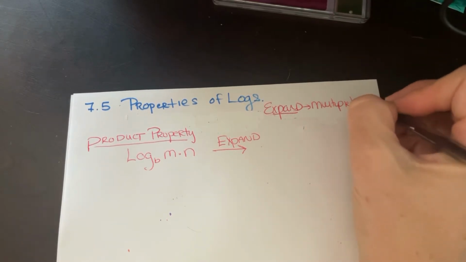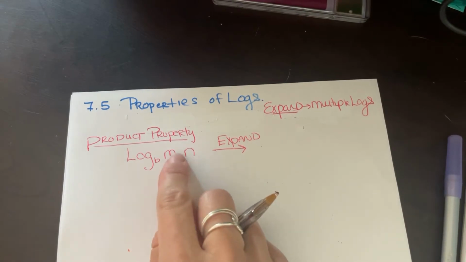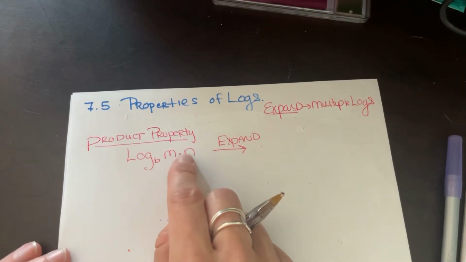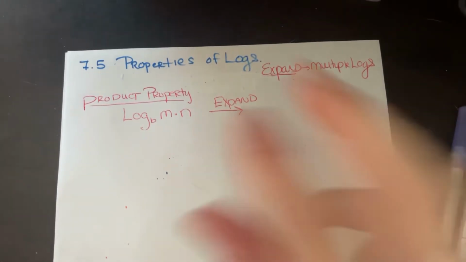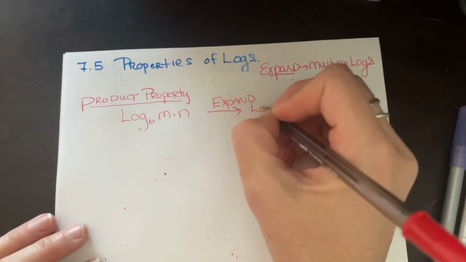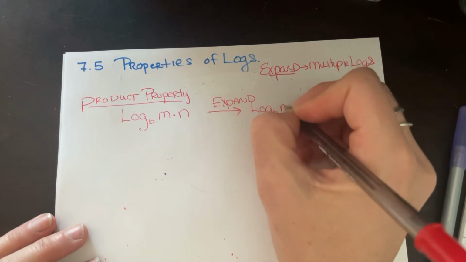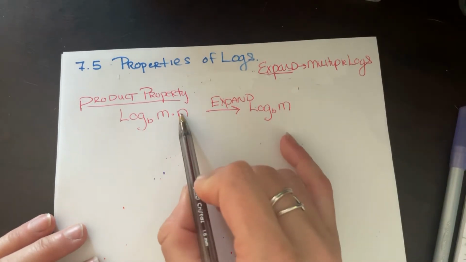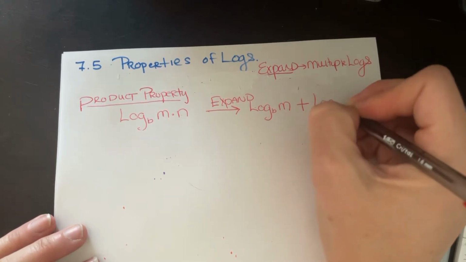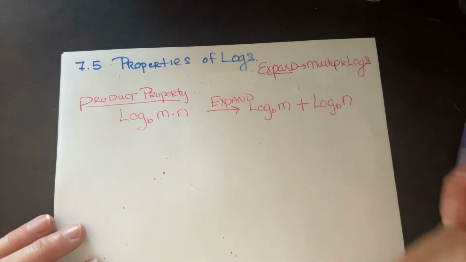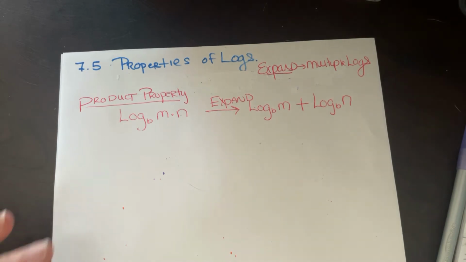So for example, you see 2 terms here. That's what I want you guys to see. You have 2 terms, so that's how many logs I should see. I should see 2 logs. So you're going to write log base b m. Multiplication, when you expand it, becomes addition. Log base b of n. Okay, just write that down. So that's your first thing.